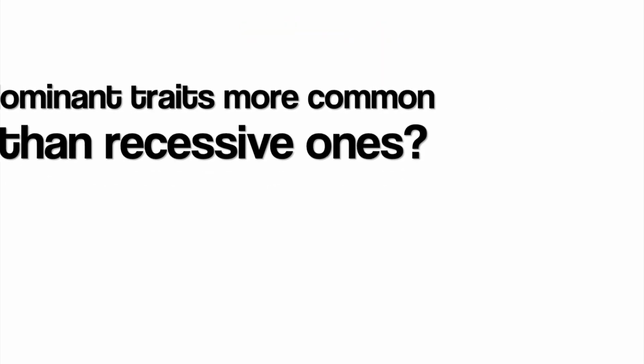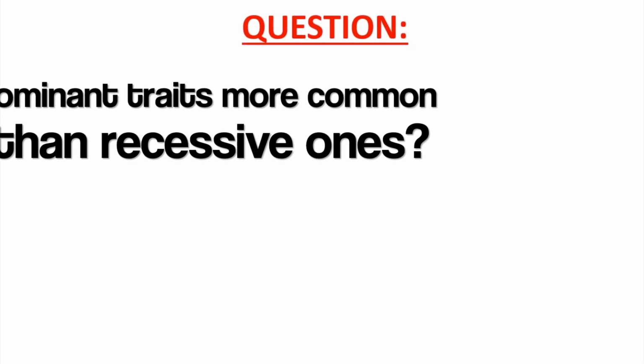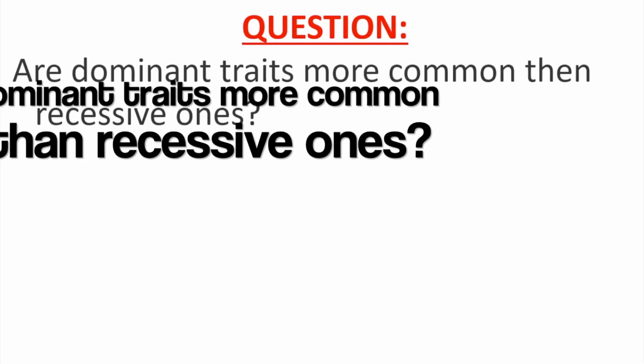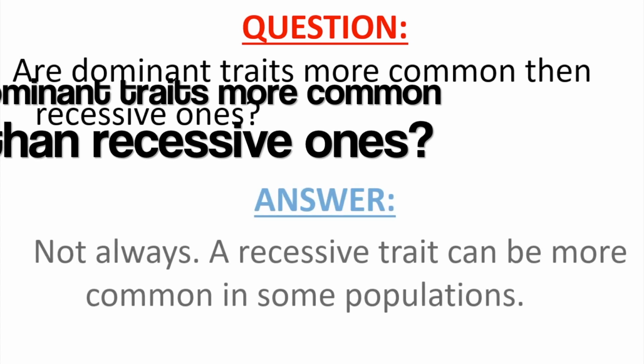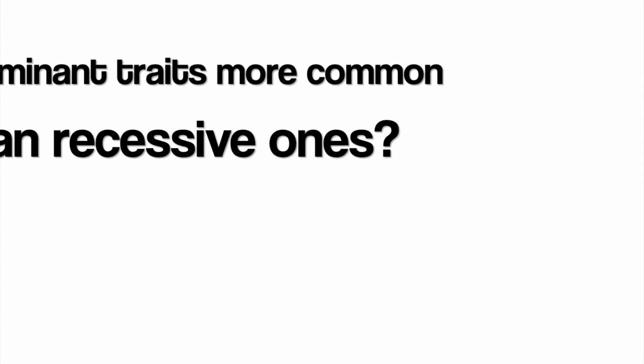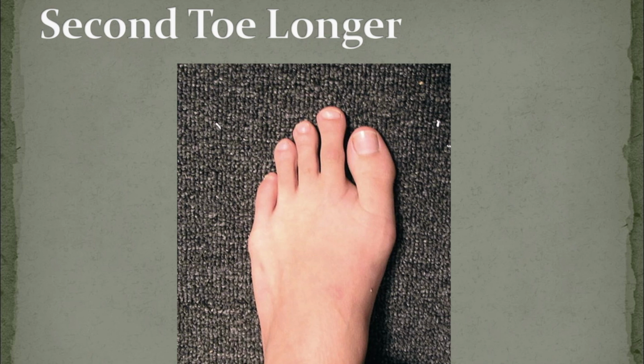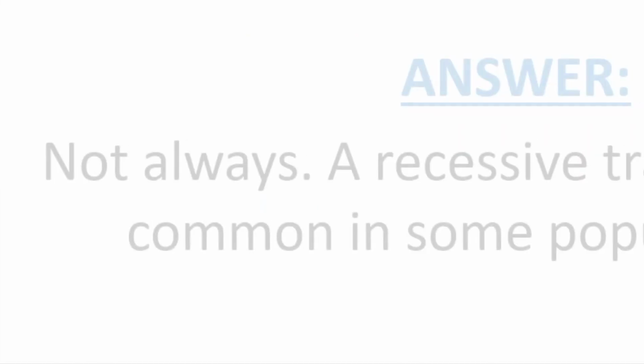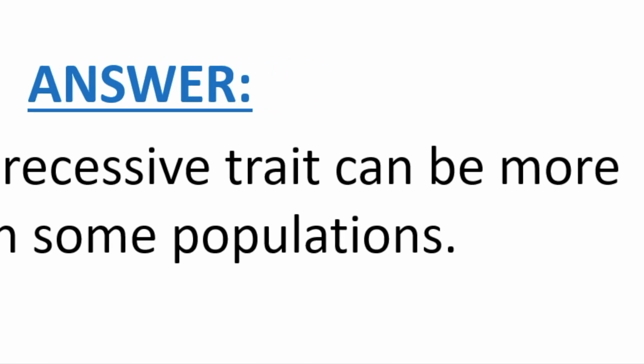My last question for you: are dominant traits more common than recessive ones? Feel free to pause this video as you're thinking of your answer. Not always. In certain areas of the world, recessive traits are more common. And the best example I can give you is, remember when I showed you guys the big second toe? That's a dominant trait to most of the world, but here in America, a lot of us actually have a longer big toe, or our second toe is the same length as our big toe. So in America, we carry the recessive trait and it's more common.